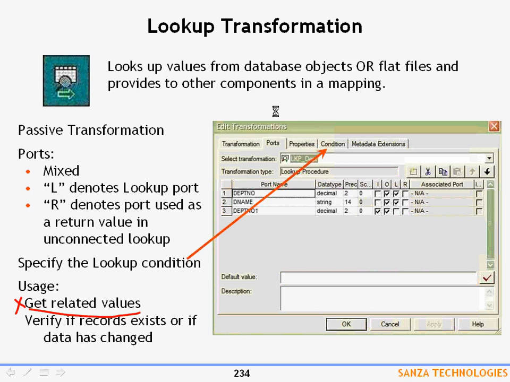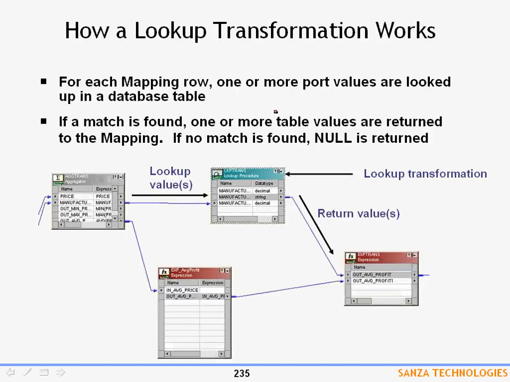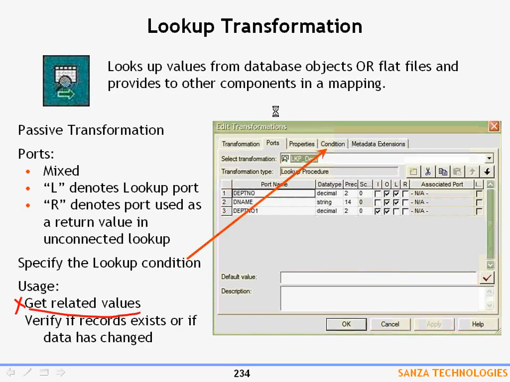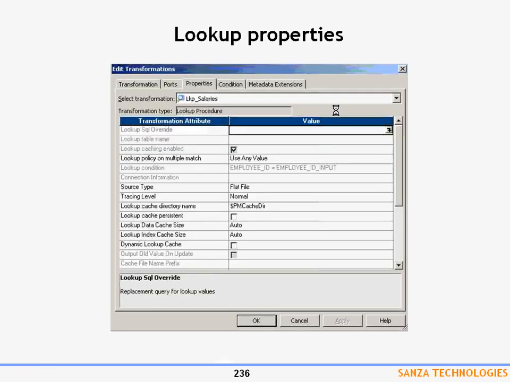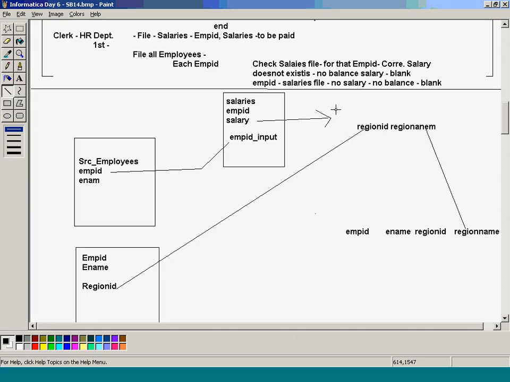So you are looking into that file to get a related value. For that purpose, you use the lookup transformation. Based on some condition, you will get the related value. That condition you specify. If the condition is true, whatever value you are returning will be returned. If the condition fails, it will return a null value. If no match is found, it will return a null value. That is the functionality of a lookup transformation. So let us create the same mapping.